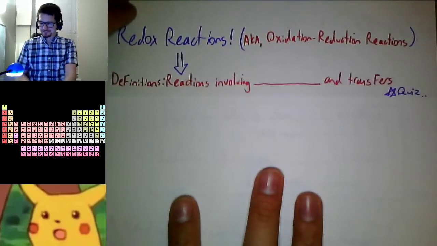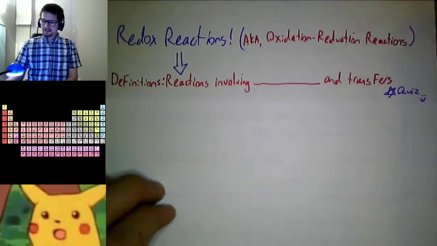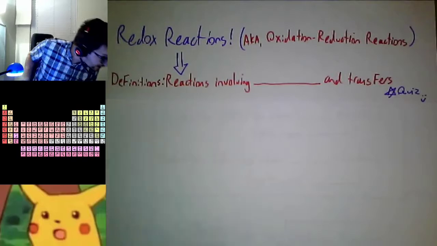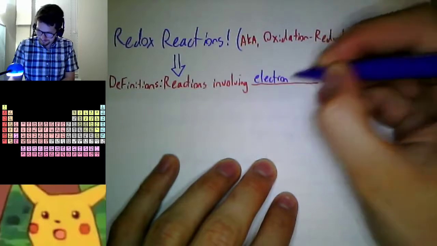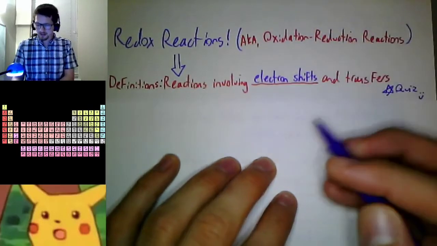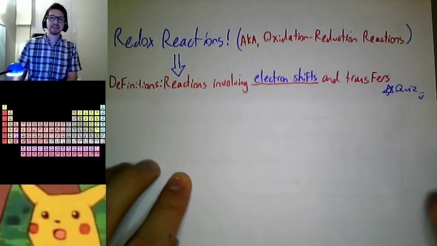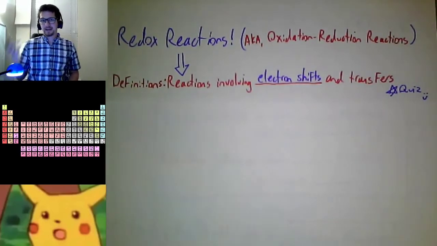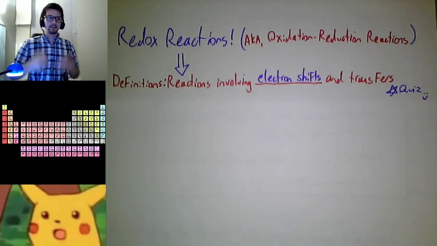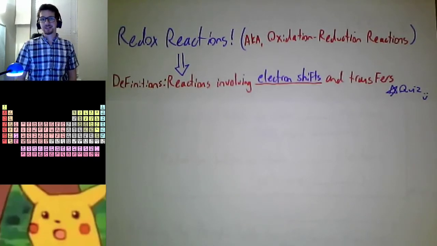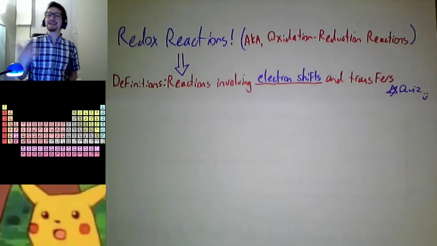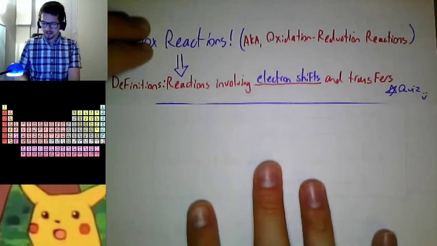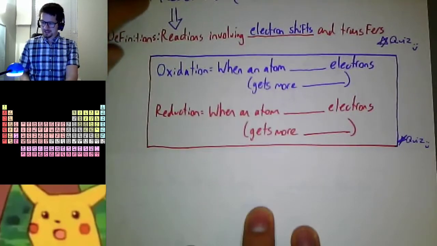So what is a redox reaction? A redox reaction is a reaction involving electron shifts and transfers. So if one element loses electrons and another one gets them, that's a redox reaction. If something just gains them, it's still a redox. If something just loses, it's still a redox. If there's electron movement anywhere, it's called a redox reaction. So, let's get those definitions down.